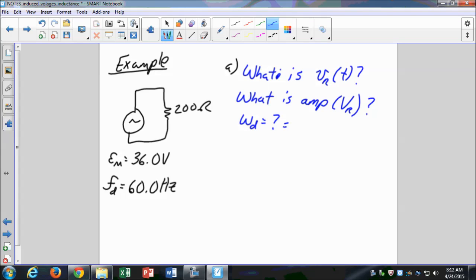So omega d is equal to... how is it related to the frequency? We multiply times what? Okay, remember frequency is in 1/seconds, but omega, angular frequency, is in radians per second. So you just want to multiply how many radians there are in a circle times that. How many radians are there in a circle? There are 2 pi, right. So my omega d is just equal to 2 pi f. Alright, so that's going to be 2 pi times 60.